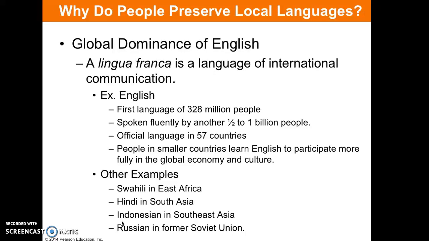English is the first language of over 328 million people and is spoken fluently by another half to 1 billion people. It's the official language in 57 countries. And it's not the official language in the United States, technically, legally, so that could make it 58. People in smaller countries learn English to participate in the global economy and the global culture. And so if you right now are going to business school in a different country, you would learn English because you want to be able to communicate in the business world.